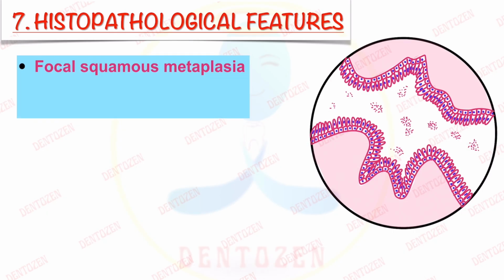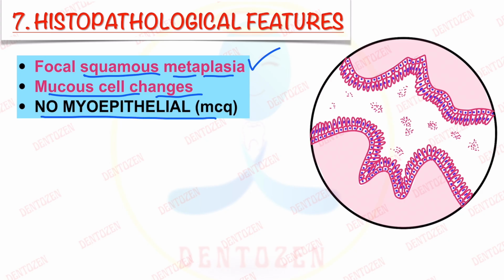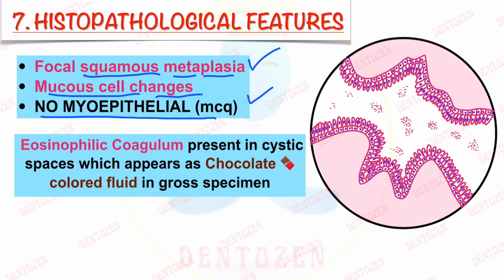Now, these epithelial cells can also show changes, which is called metaplasia. If these cells become squamous cells, that is called squamous metaplasia. They can also show mucous cell changes, but what they never show is myoepithelial cells. That can be asked in MCQ. Then what about the central cystic spaces? They contain a pink material called eosinophilic coagulum, and this is the material which on gross presents as chocolate colored fluid in the specimen. So what we see as chocolate colored fluid is actually this eosinophilic coagulum as seen on histopathology.